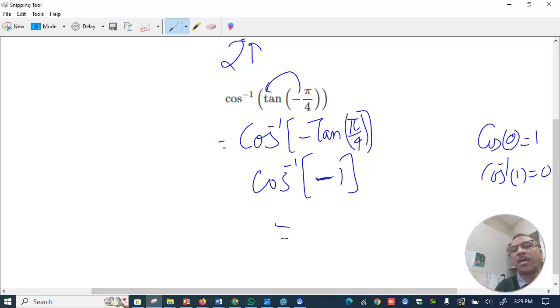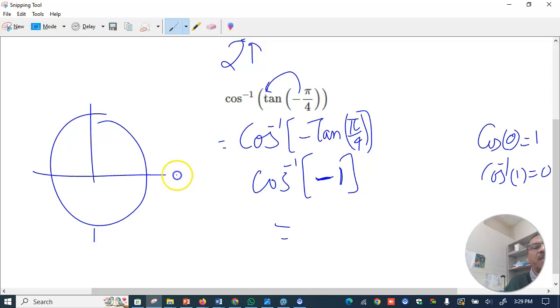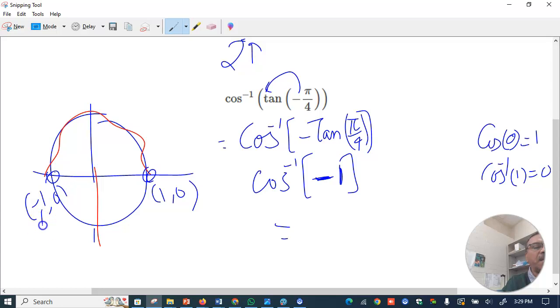Now, what I'm talking about is this answer that you see, minus 1, has to be from this. So where is this minus 1? This one is 1 and 0, and this side is minus 1 and 0. So that's the cosine of the angle. And what is this angle? This one is 180 degrees, which is pi. This has to be pi. So the answer is pi.